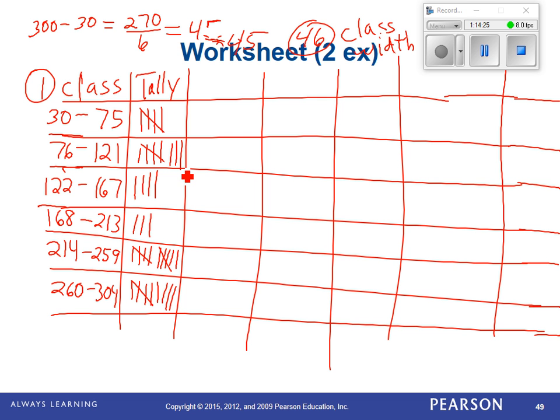Once we have the tally, then we want the frequency, which is just F. What's the frequency in that first one? So that's 5. Next one, 8. Next one, 4. 3. 11.